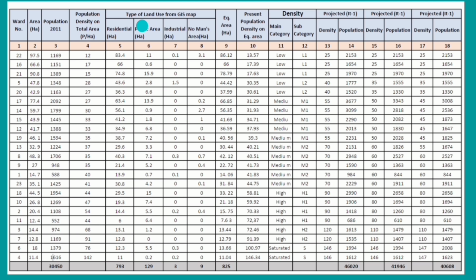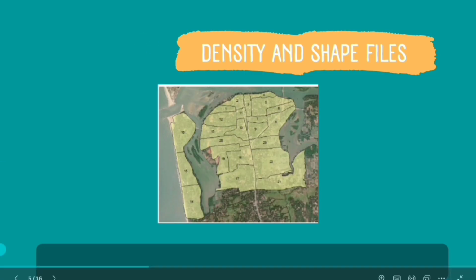Now you have to calculate the type of land use from the GIS map. So here we are going to divide the land use into 4 categories: residential, public, industrial and no man's area. This no man's area includes roads, etc. So how are we going to do this? Again, we have to make use of the GIS app.